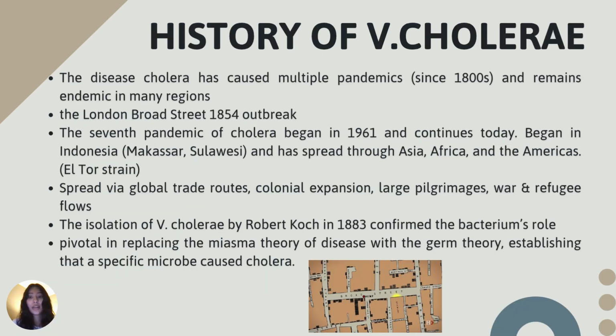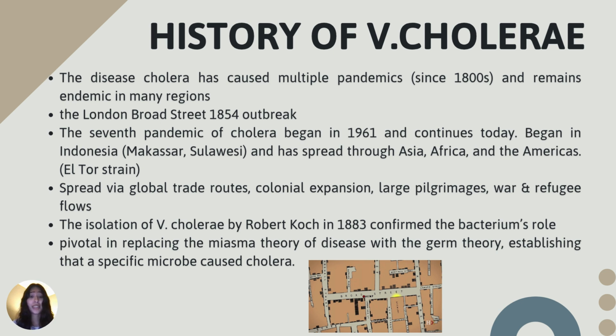So, to the history of Vibrio cholerae. Cholera has caused multiple pandemics since the 1800s. One important moment was the 1854 Broad Street outbreak in London, which helped connect contaminated water to disease transmission. And Robert Koch isolated Vibrio cholerae in 1883, which helped shift medicine away from the miasma theory and towards the germ theory, which states that microbial pathogens are responsible for causing infectious disease.